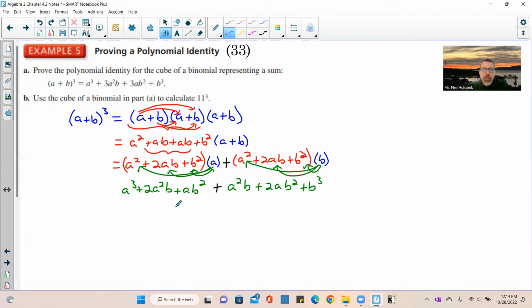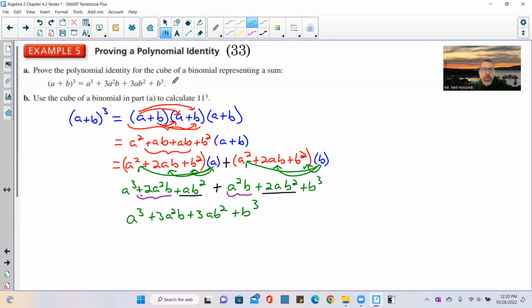Alrighty. So now I want to look for like terms. I have an a squared b, I have an a squared b. So right here is a squared b, and this is a squared b. I have an a cubed, I have a b cubed. They're not like terms. So I'm going to rewrite everything. A cubed is by itself, so that stays the same. 2a squared b plus a squared b is 3a squared b. And then I have an ab squared, I have a 2ab squared. That is going to give me 3ab squared. And then finally this b cubed at the end with no like terms.